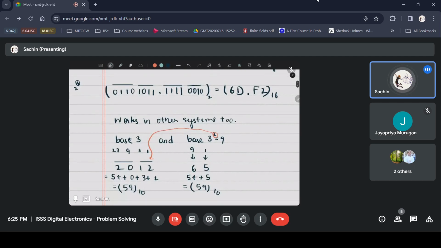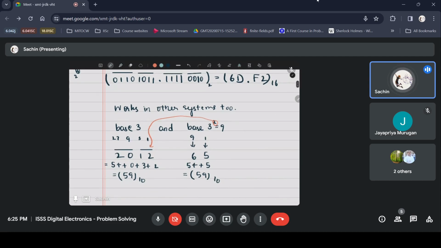If you have some base and you have another base which is a power of the original base, then whatever the power is, that many digits can be grouped together in this way. So if you want to convert from base 9 to base 3, you do just the reverse. You express each of the base 9 digits using only two base 3 digits.